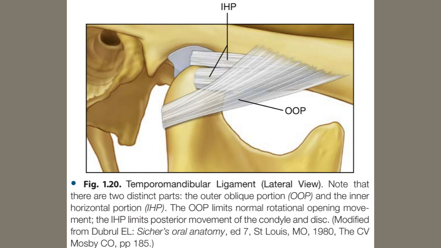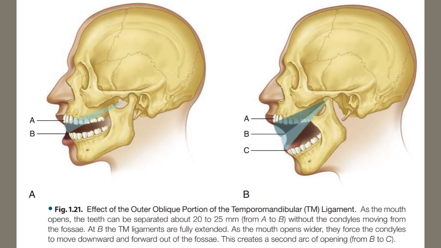The oblique portion of the TM ligament resists excessive dropping of the condyle, therefore limiting the extent of mouth opening. This portion of the ligament also influences the normal opening movement of the mandible. During the initial phase of opening, the condyle can rotate around a fixed point until the TM ligament becomes tight as its point of insertion on the neck of the condyle is rotated posteriorly. When the ligament is taut, the neck of the condyle cannot rotate further. If the mouth were to be opened wider, the condyle would need to move downward and forward across the articular eminence.